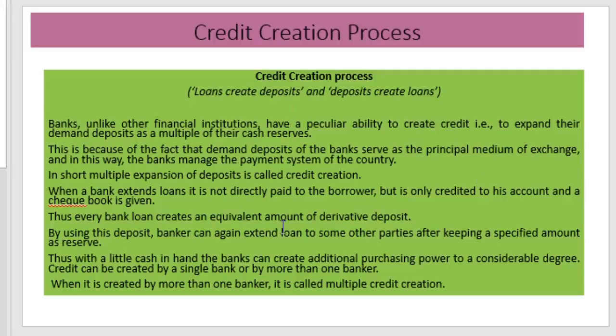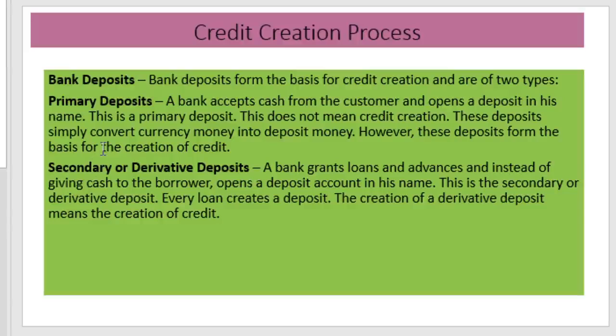Here, the credit creation process is that with a small amount of deposit, the bank can provide loans, and when a bank provides loans to a customer, it is deposited into his account. These deposits are known as derivative deposits, and on the basis of this derivative deposit, the bank can provide loans to some other customers also. This is the process of credit creation.